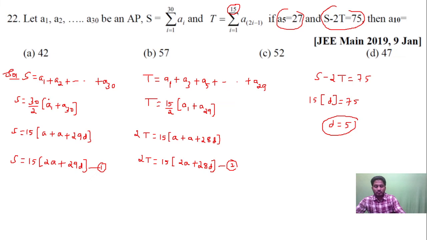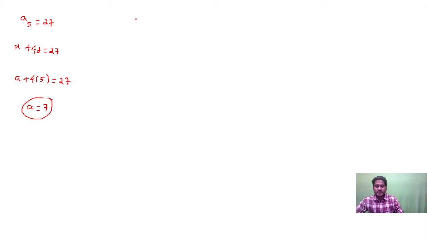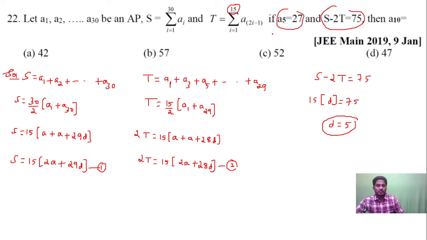So I know a, I know d. What am I supposed to find? The 10th term, a10. a10 is equal to a plus 9d. Okay, a is equal to 7 plus 9 into d is equal to 5. So this is 52. That's the answer, guys. The answer will be option C. Right, let's move to the next question.